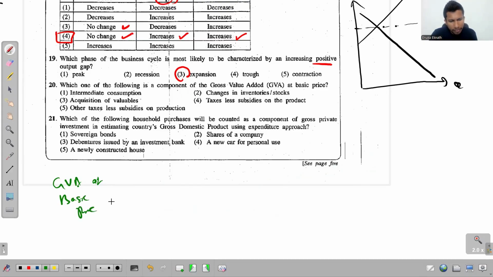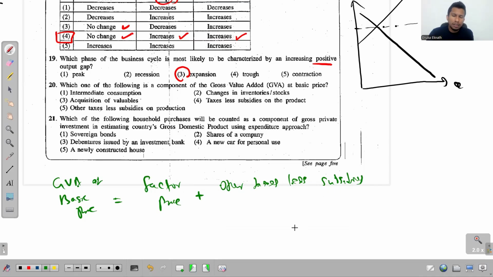Basic price is equal to simply factor price plus, what is it? Other taxes less subsidies, right? Other taxes less subsidies. When I say other taxes, I mean the taxes and the subsidies on production, right?